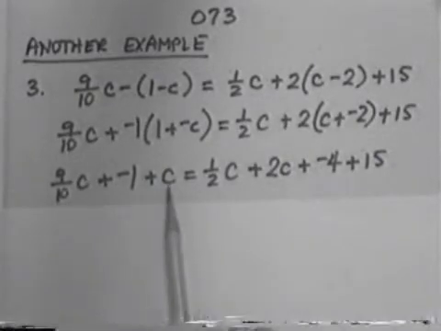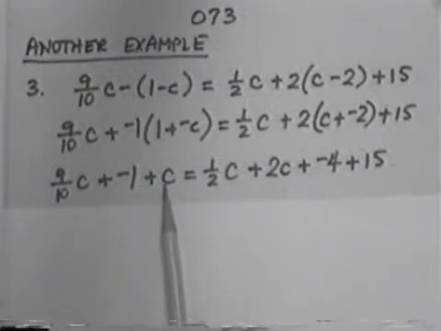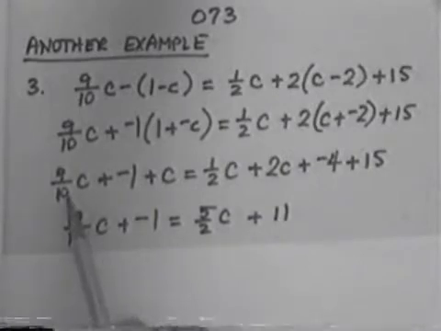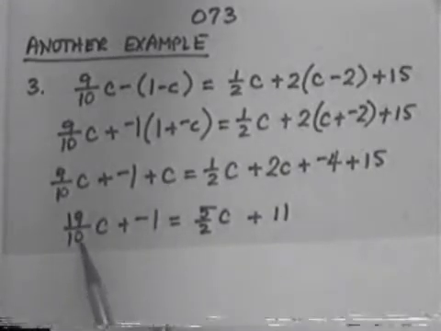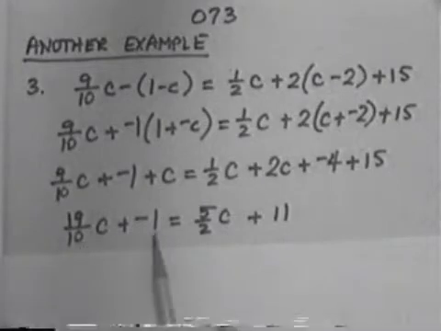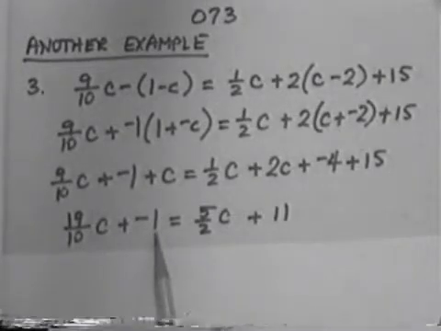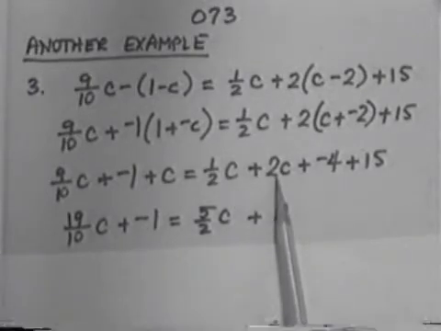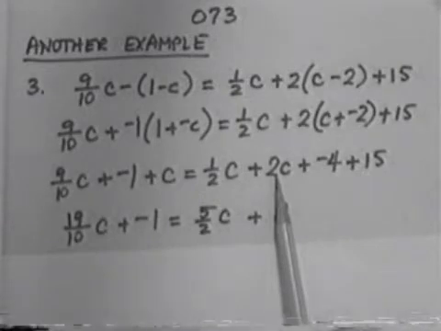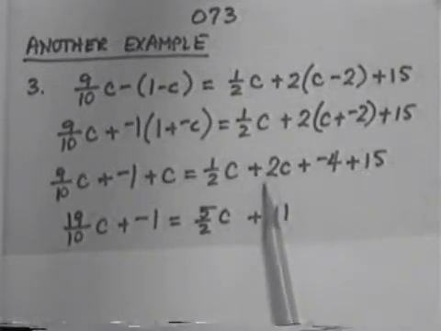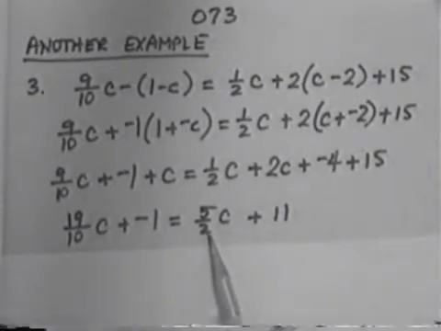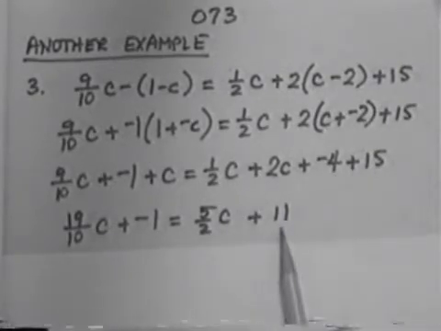Combining terms here. On the left we have 9/10 C plus 1C. 1C is 10/10 C. And so we get 9/10 C plus 10/10 C, which is 19/10 C, plus -1. On the right-hand side, we have 1/2 C plus 2C. 2C is 4/2 C, and that gives us 1/2 C plus 4/2 C, which is 5/2 C. And -4 plus 15 is 11.